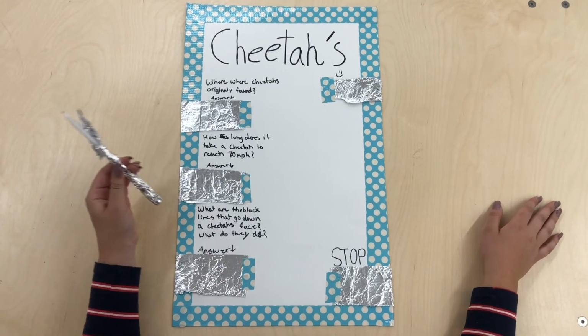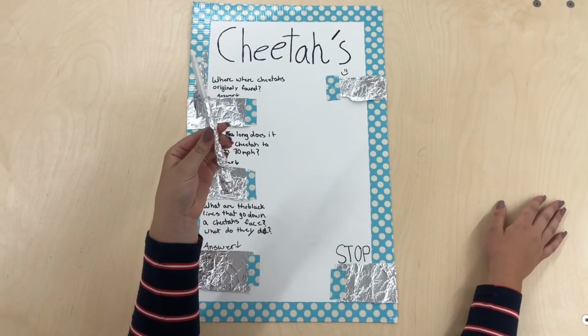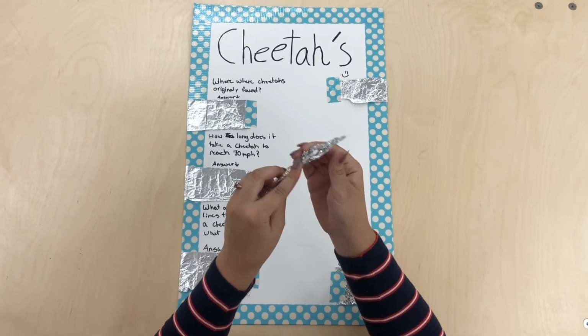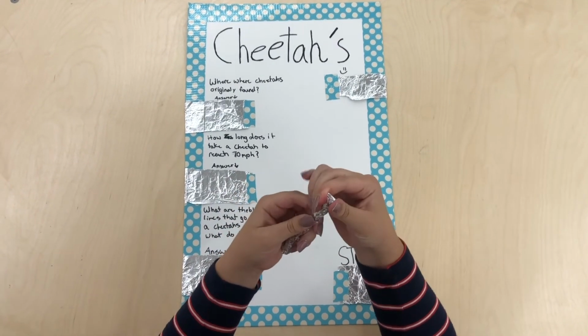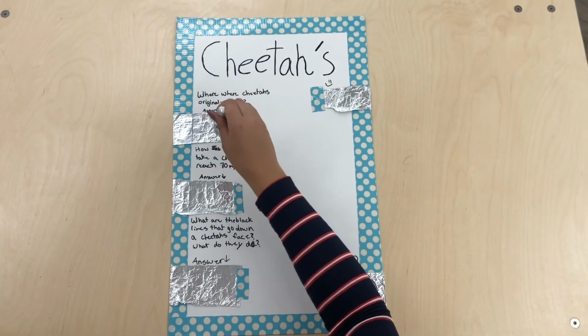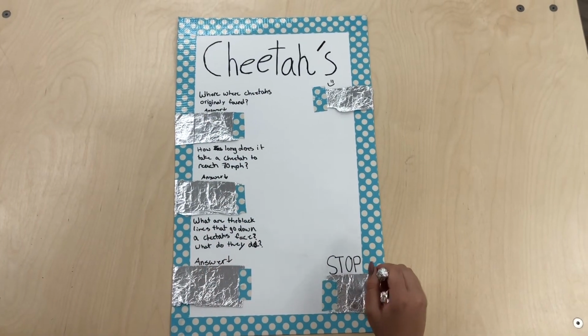Then you will need to wrap your popsicle stick completely in foil. It needs to be so that when you are holding it and touching it, you are touching foil and the foil is also touching foil on your poster.